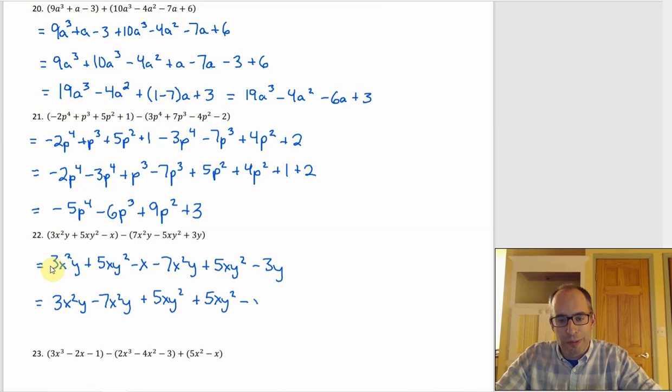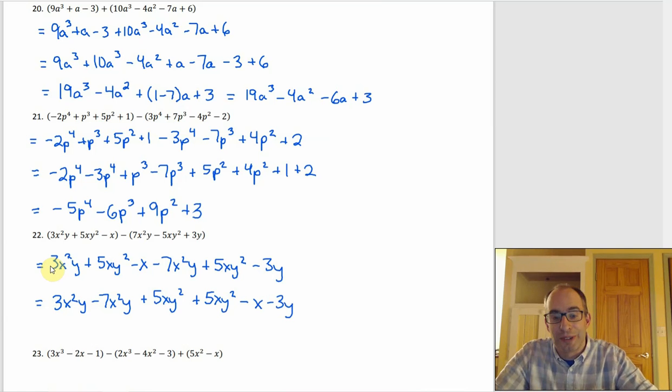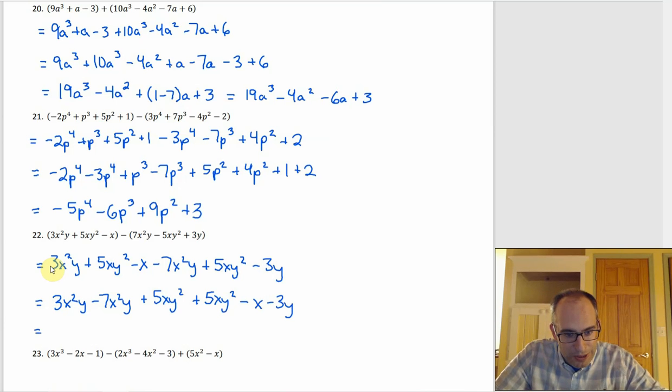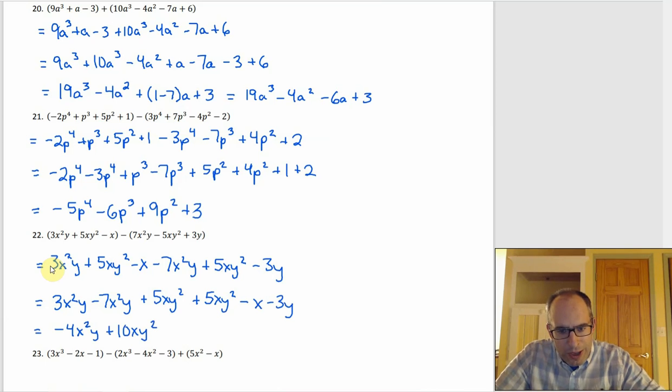So I guess I'll just put them in that order. And I actually have everything written in standard form right now because the degrees are going down to the extent that we can do it, right? I mean, we're going to combine terms here. 3 minus 7 is negative 4, so we get negative 4x squared y. And then 5 plus 5 is 10, so plus 10xy squared. And then minus x minus 3y. Not a whole lot we can do with those.